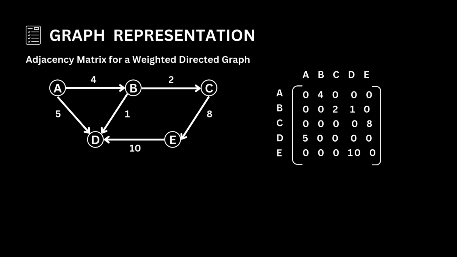The adjacency matrix is straightforward to implement and understand. It is particularly useful for dense graphs with a large number of edges. Although using an adjacency matrix has its advantages, it is space inefficient. Even for sparse graphs, an adjacency matrix requires the same amount of space, regardless of the number of edges.